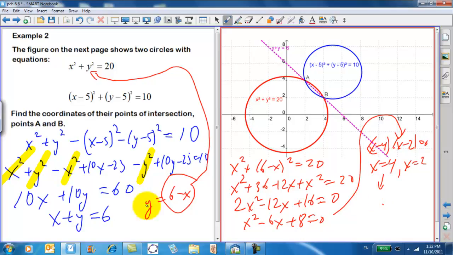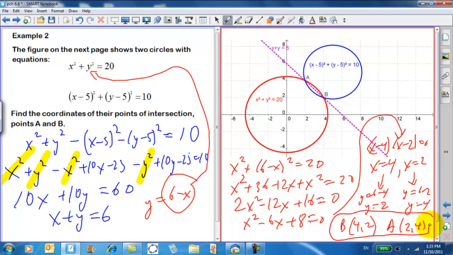When x equals 4, we can go back into the y equals 6 minus x equation and come up with y equals 6 minus 4, y equals 2. And when x equals 2, you can go back into the y equals 6 minus x equation. You get y equals 6 minus 2, y equals 4. So that gives us the 2 points, (2, 4) and (4, 2). There we go.